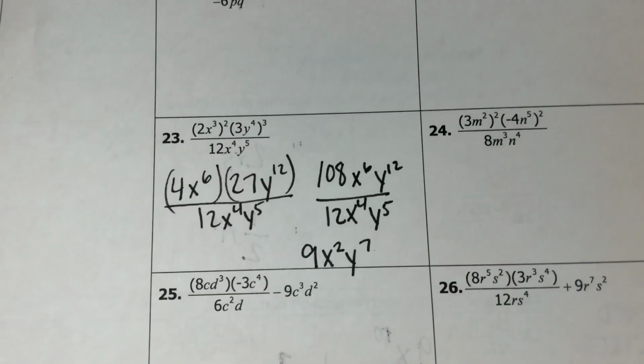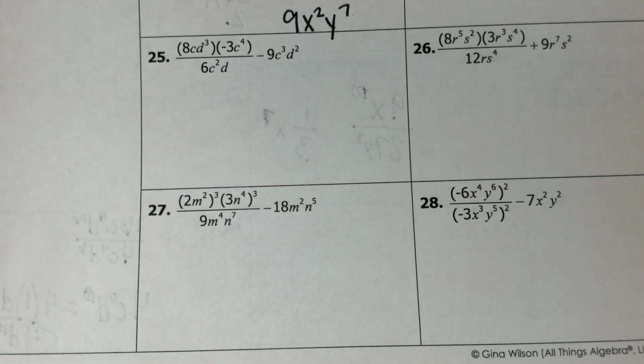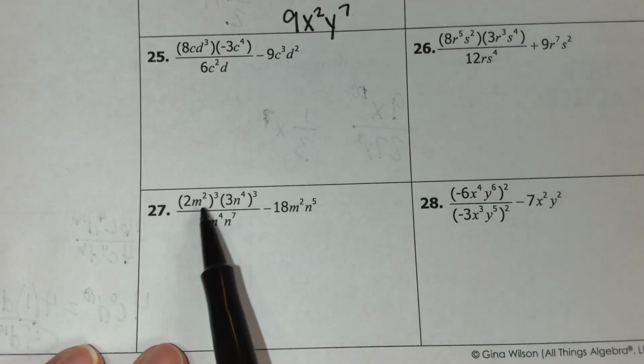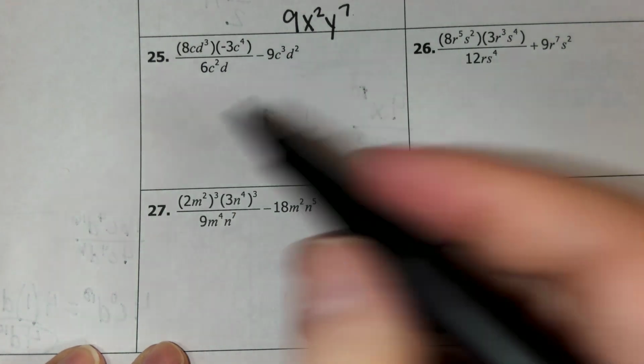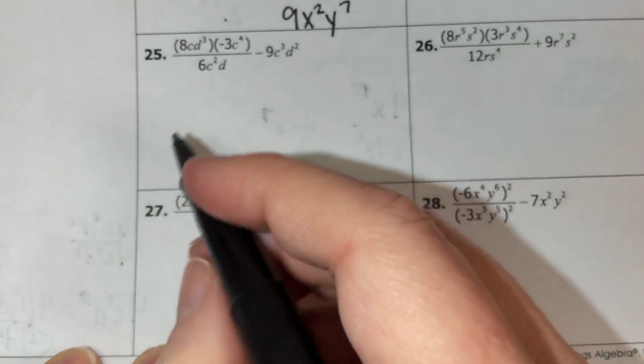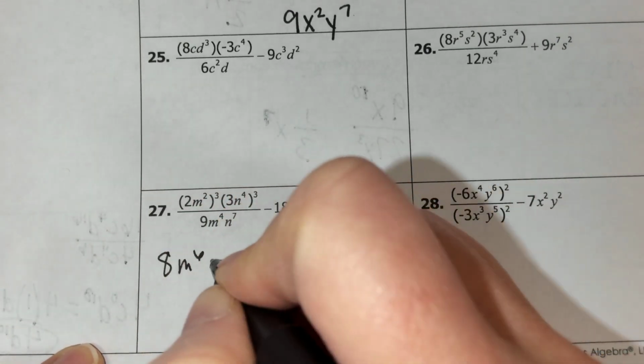And then another example like this down here at 27. Here again, same process, but now we have exponents, we have multiplication, we have division, and then we have subtraction, and that's the order that we're going to do them in. So 2 cubed becomes 8, m squared cubed becomes m to the 6th.